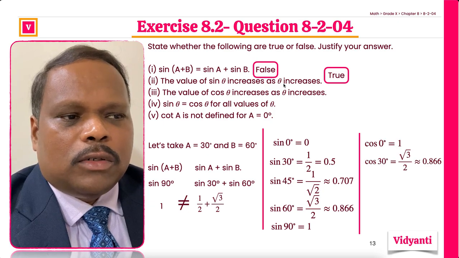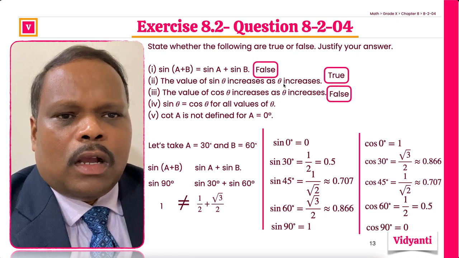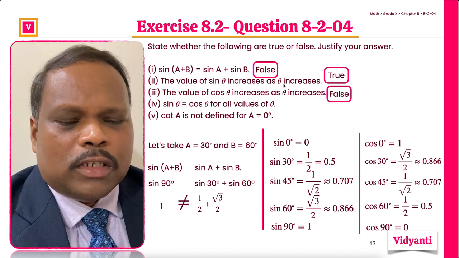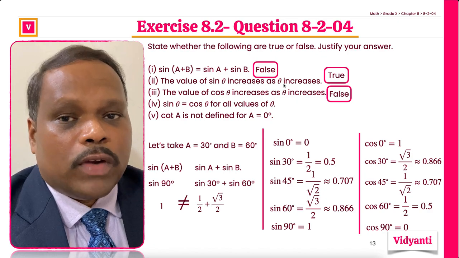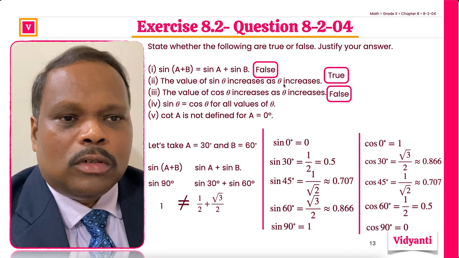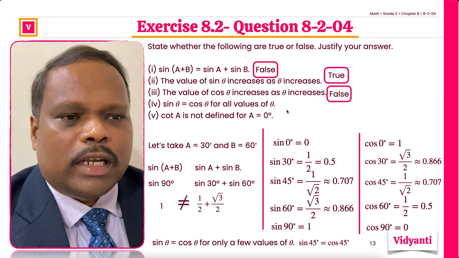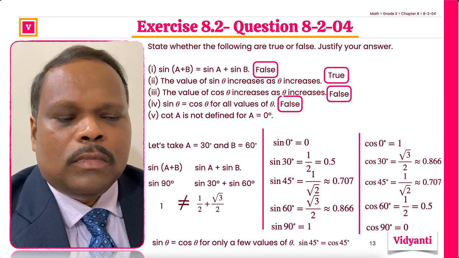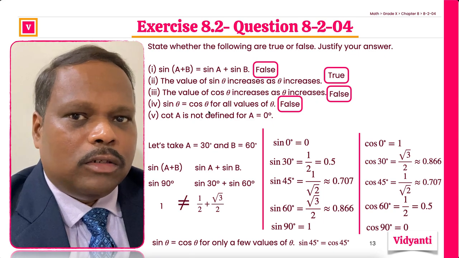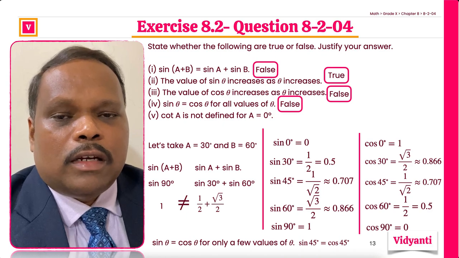Sin theta equal to cos theta for all values of theta. That's not true. This is particularly true for 45 degrees. For all other angles, this is wrong. So if they are saying all values, we can say that this is false. However, if they say sin theta equal to cos theta for 45 degrees, then you have to say it's true. Only for 45 degrees, sine and cosine will be equal.